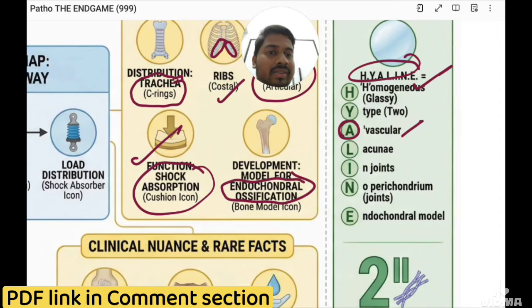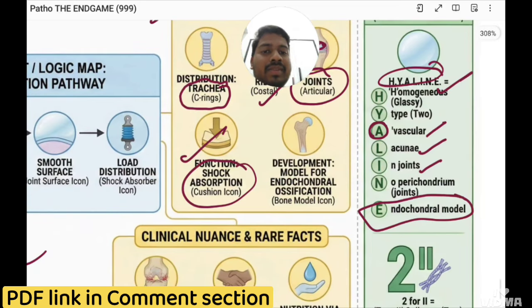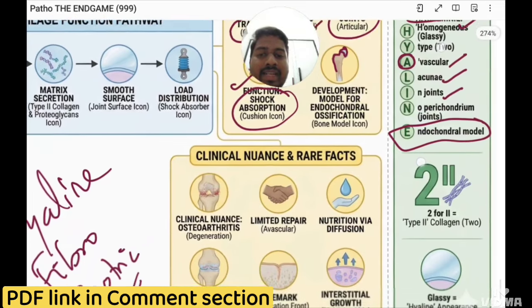It is avascular. Okay, and there are lacunae and it is present in joints. And it has an endochondral model. Endochondral ossification means that from the cartilage, bone ossification happens. In that model, you'll see hyaline cartilage.